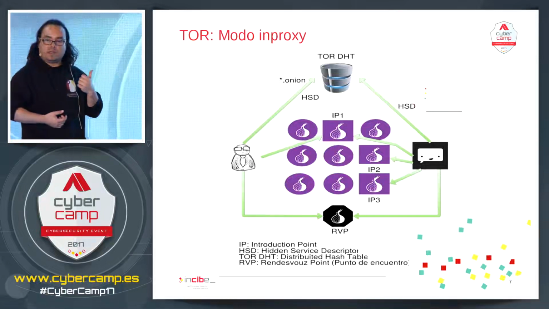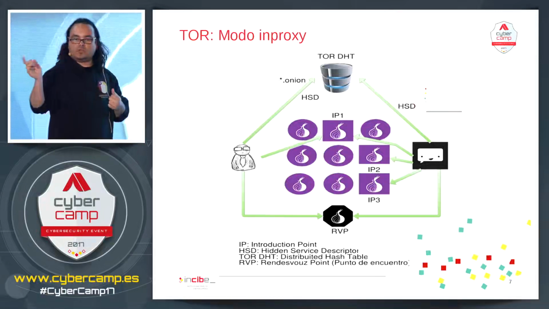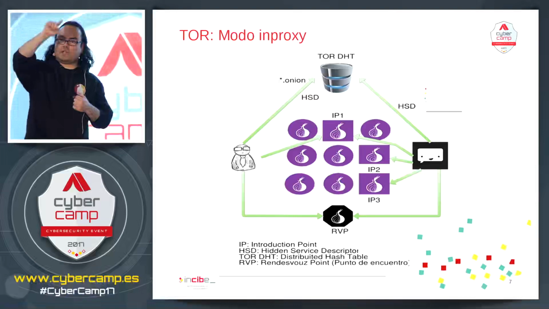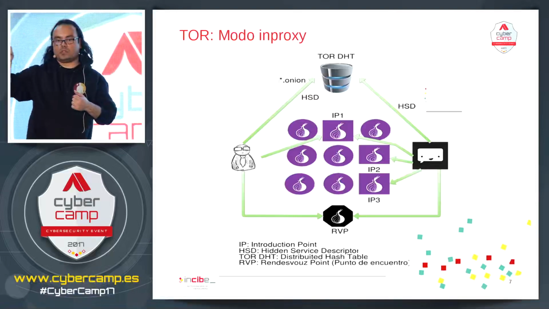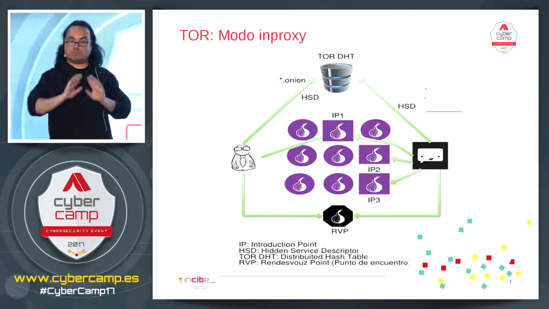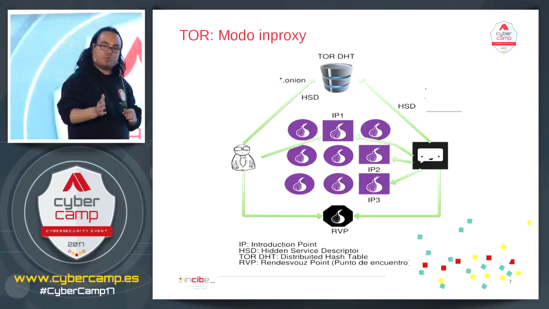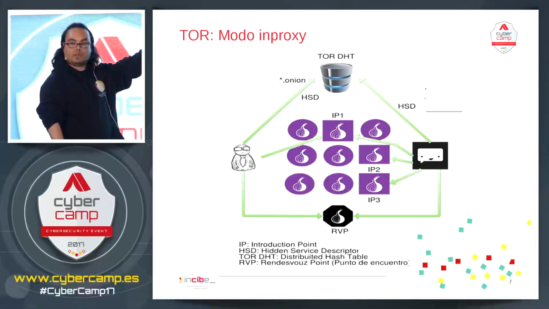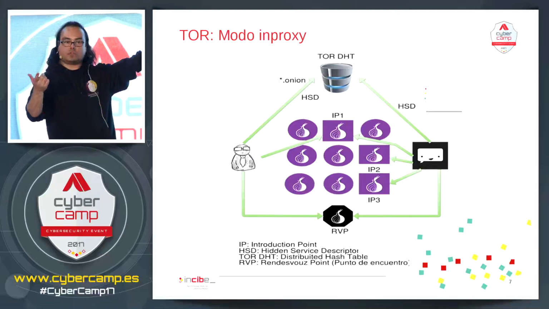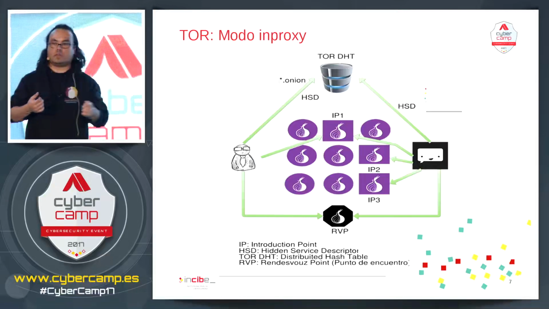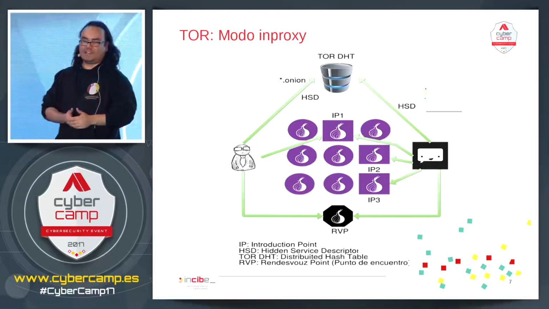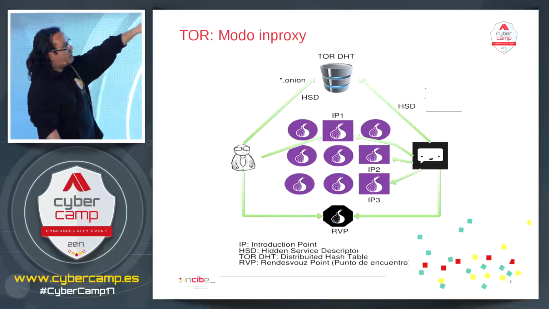It is more complicated than before. In the out proxy mode, we saw a circuit, 3 repeaters that the packages travel through, and then they reach their destination. In the in-proxy mode, that is when we have a hidden service that we want to query from an onion address, there are many things to bear in mind.